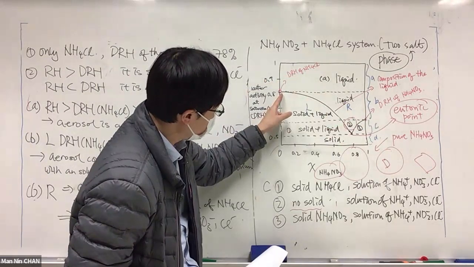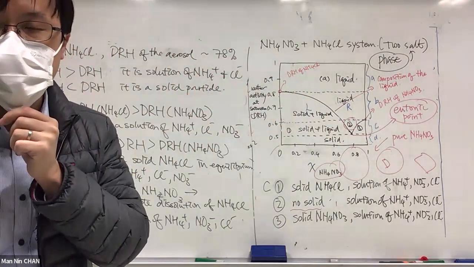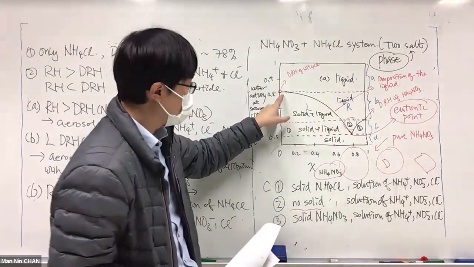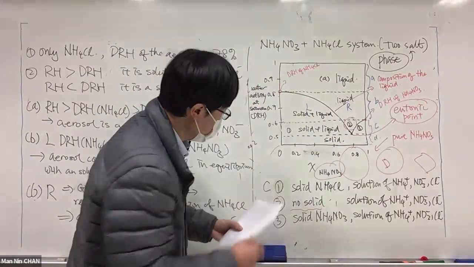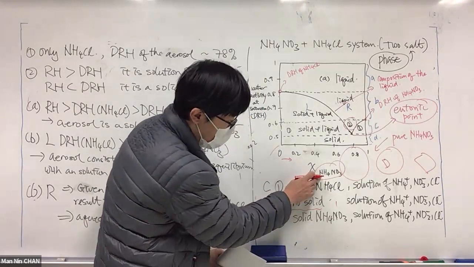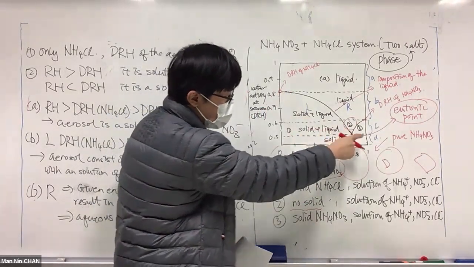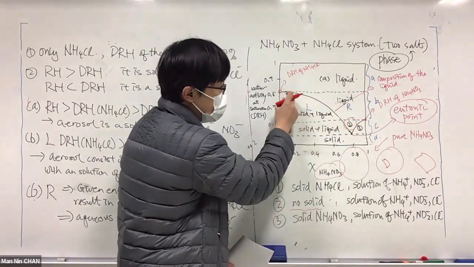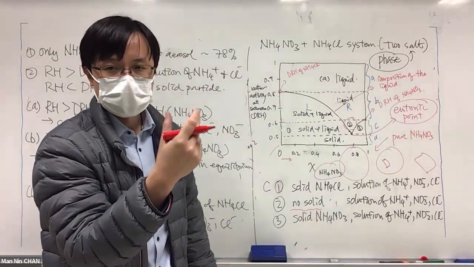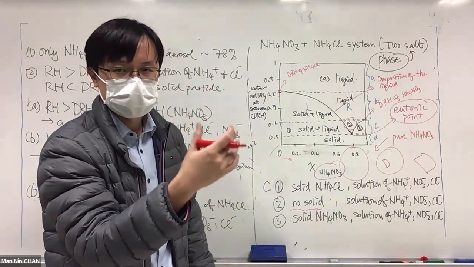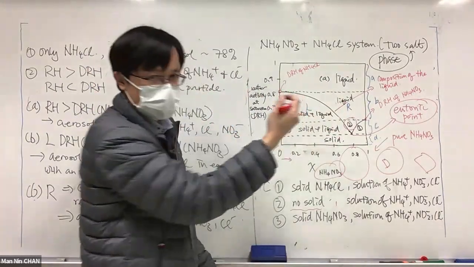But if you move away a little bit, sorry, if you move away from here, you add some ammonium nitrate to the system. Because the ammonium nitrate has a low DRH, it's always above its DRH. So this ammonium nitrate will dissolve, because it's above it. Therefore, you form a solution.